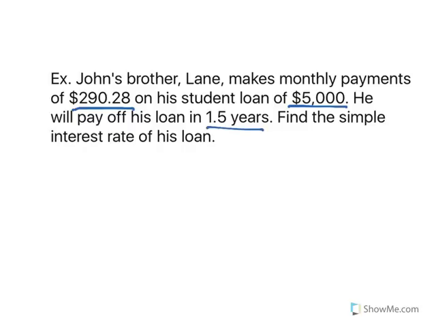We have to kind of go backwards a little bit, and figure out what's the simple interest rate. We're trying to figure out what that R value is. So let's go back to our original formula of I equals PRT and fill in what we have. My interest that he's going to end up acquiring, we actually don't know this yet. We actually have to figure this out.